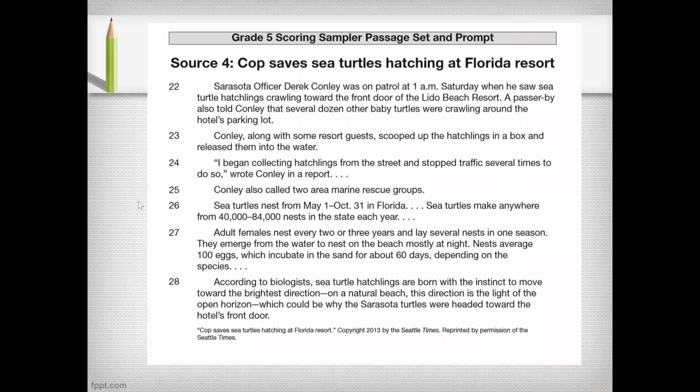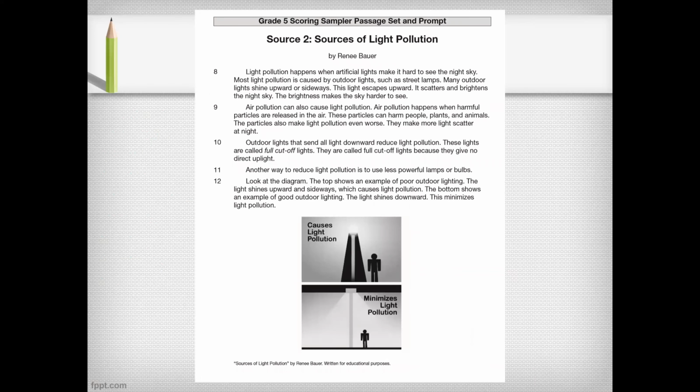Ooh. Sorry, not sure what happened. That's okay. All right, so if I could have someone read source 3.